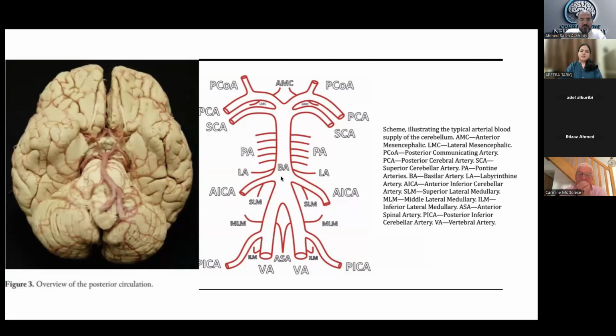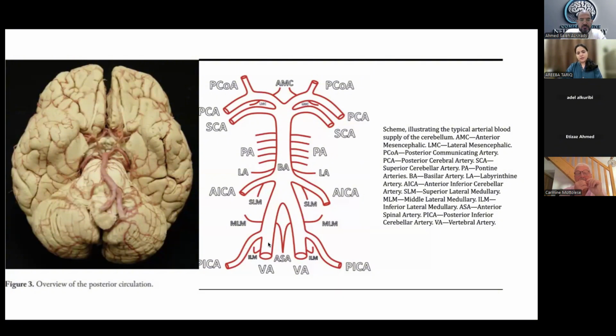This basilar artery gives rise to bilateral AICAs, or anterior inferior cerebellar arteries, pontine arteries, and the superior cerebellar artery, and at the terminus it gives rise to the posterior cerebral artery, which communicates with the posterior communicating artery to form the circle of Willis. This is the circle of Willis. This is a human brain, and we can see the basilar artery formed by two vertebral arteries, giving rise to AICAs and SCAs.